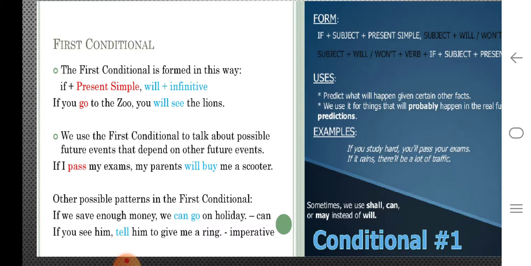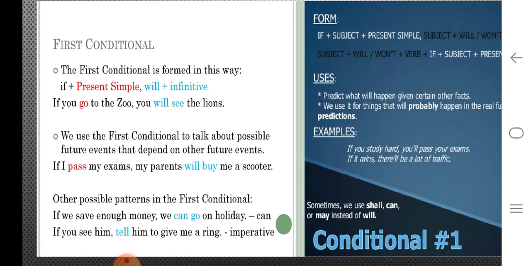If I pass my exam, passing is your verb, my parents will buy me a scooter. So this is all about future tense. Other possible patterns in the first conditional clause can be, if we save money, we can go on a holiday. So here it's can. If you see him, tell him to give me a ring. So all these are future events. We are talking about possible events in the future.